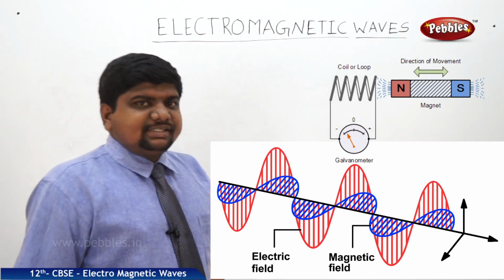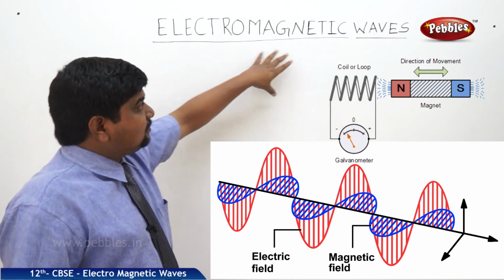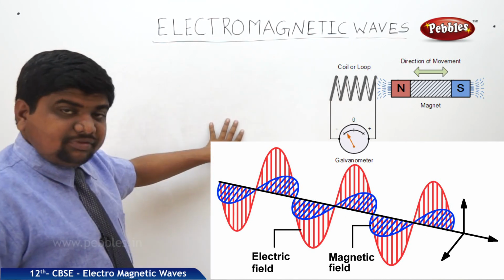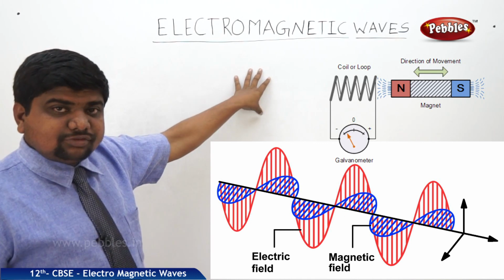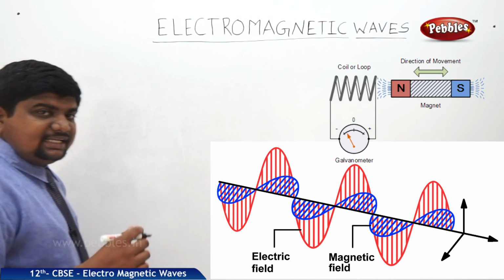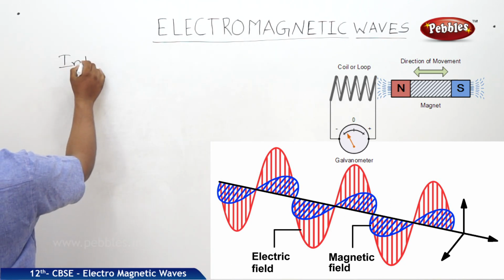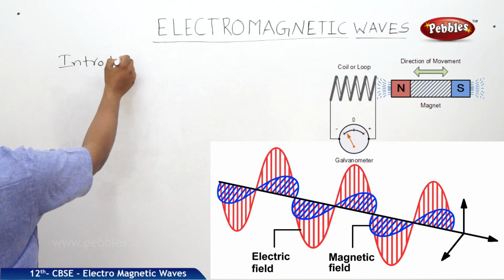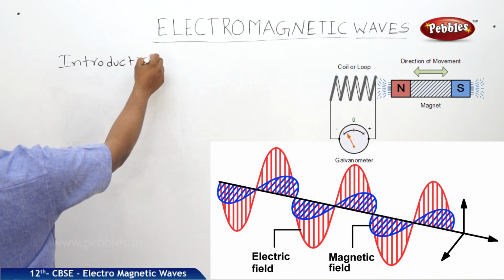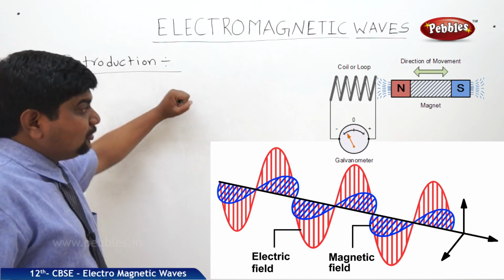Now we are going to discuss electromagnetic waves, the production of the waves, properties of the waves and different electromagnetic waves for different purposes. Before going to that, we should see the introduction about these electromagnetic waves. So what is the introduction about these electromagnetic waves?